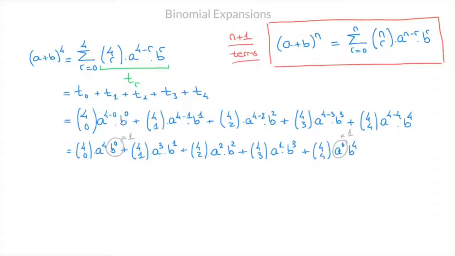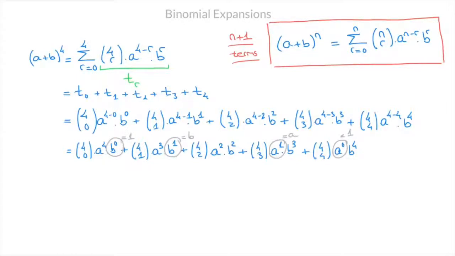Another important thing worth pointing out is any number raised to the power of 1, which we have here, b to the power of 1, and a to the power of 1. Any number raised to the power of 1 is simply equal to itself. So b to the power of 1 is equal to b, and a to the power of 1 is equal to a.